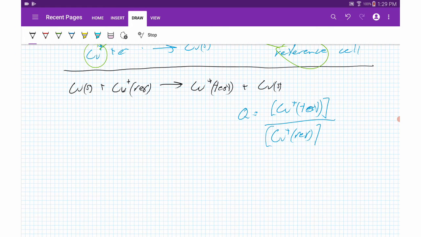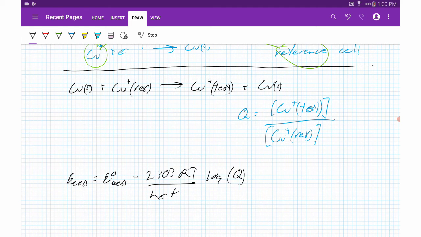All right, so plug these things into the Nernst equation. What do we know? If everything was standard, if all the concentrations were 1 mole per liter, there would be no voltage. Q would be equal to 1, and so E, the standard cell potential, is 0. If everything's at unit activity, there is no voltage. There's no driving force to change the concentration.